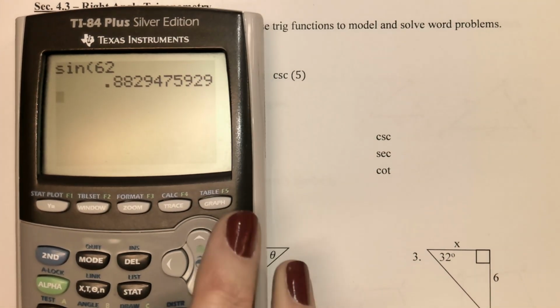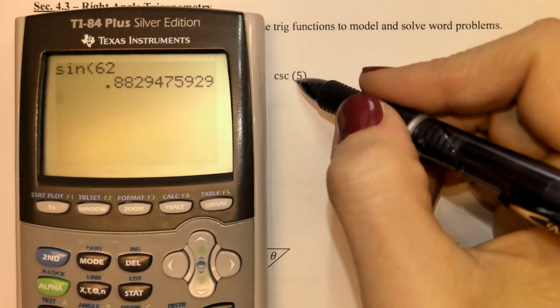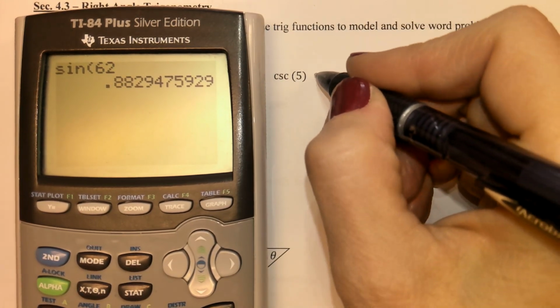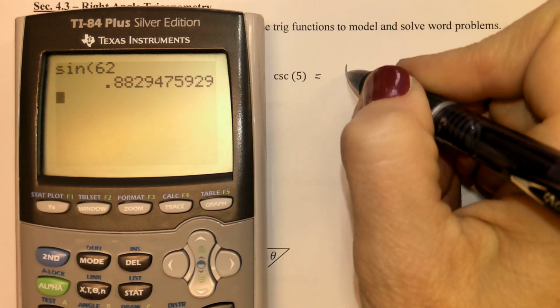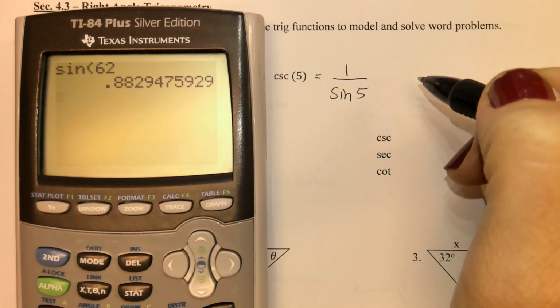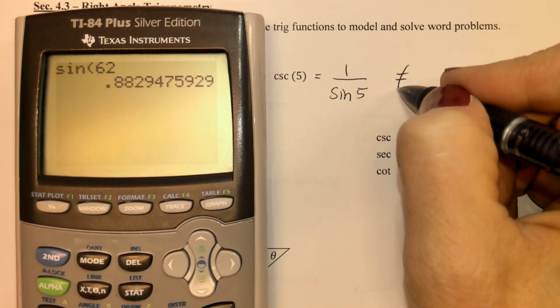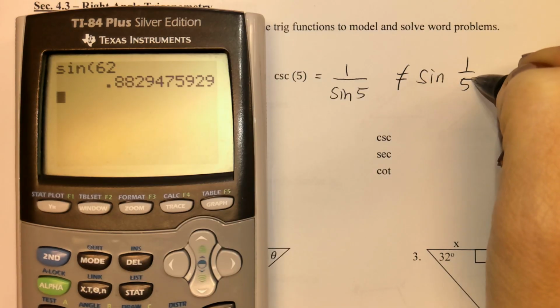Next, I've got cosecant of 5. Now, we have talked about these being the reciprocal functions. They are not the inverse functions, which you also have a button for. So make sure that you just pay attention that this is cosecant. So any of the 3 reciprocal functions mean that I'm going to be doing 1 over its partner function of sine. This is what kids will do a lot: they will do the sine of 1 over 5.